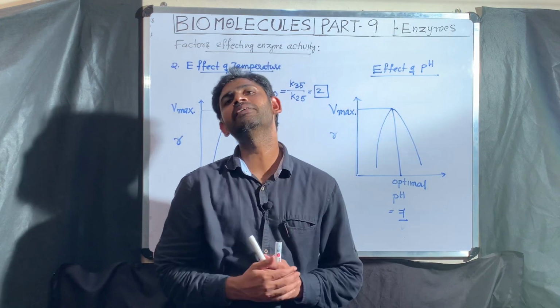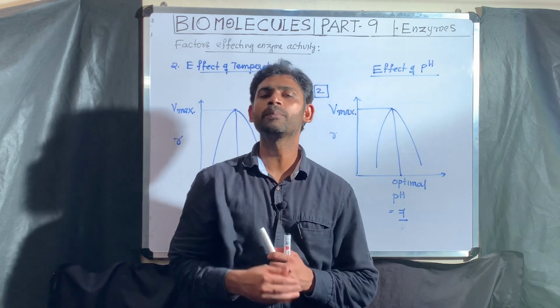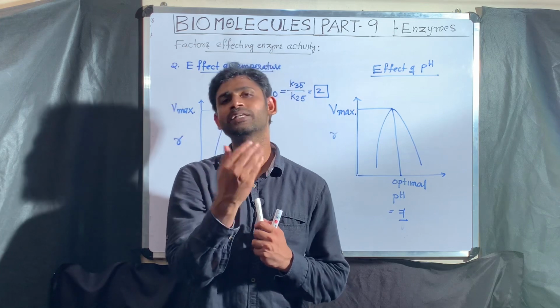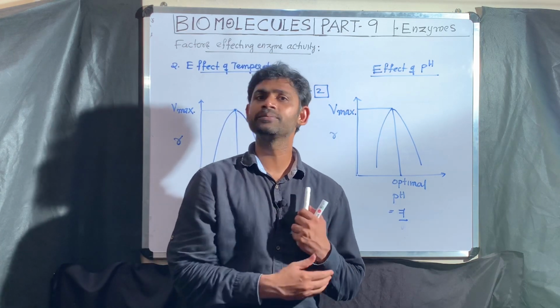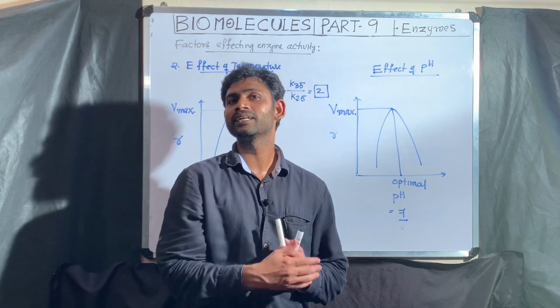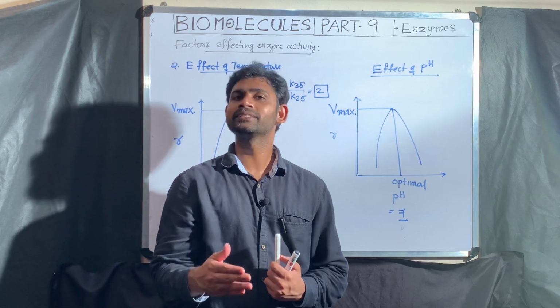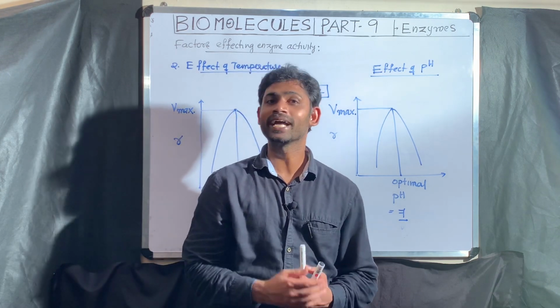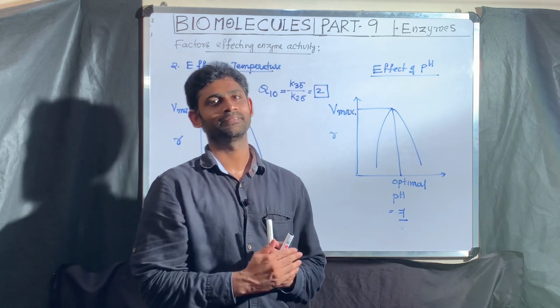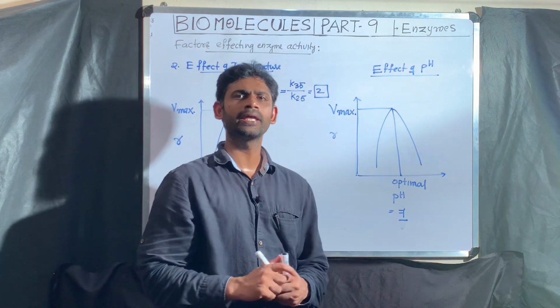If you take salivary amylase, what is the optimal pH? That is 6.8, as we know. You can take intestinal enzymes, the succus entericus enzyme digestion. That pH is around 7 to 7.4 only. I said not exactly 7, but around 7. There are some exceptions also for this.